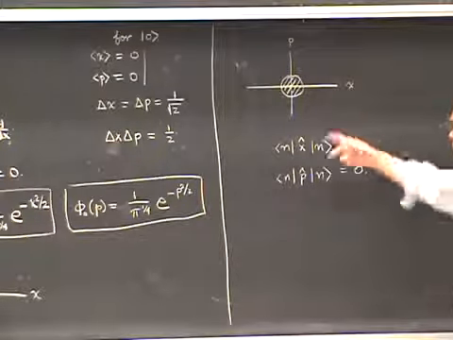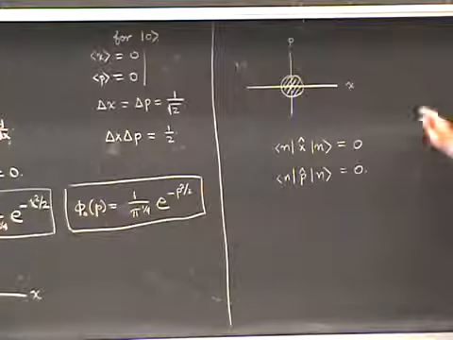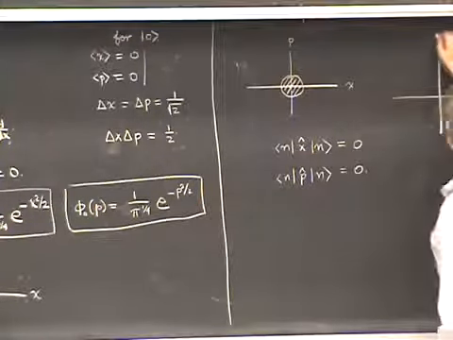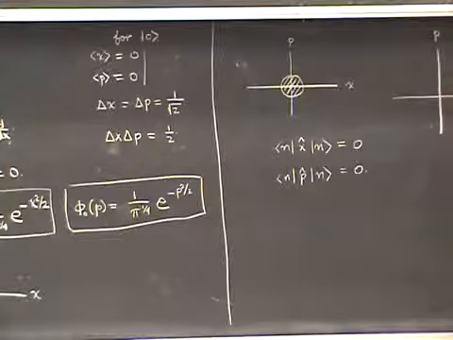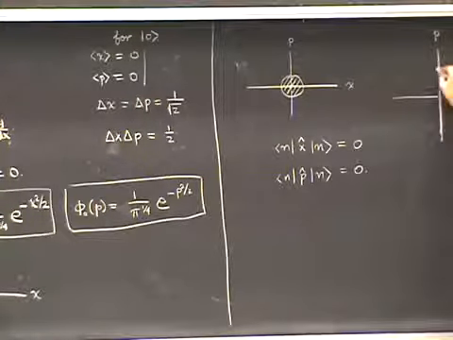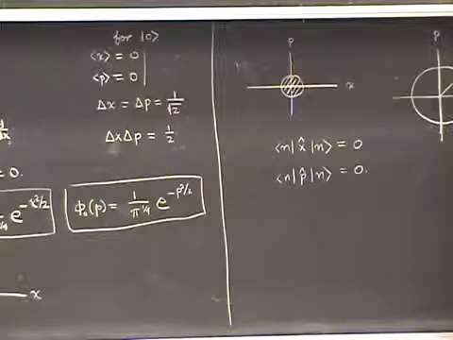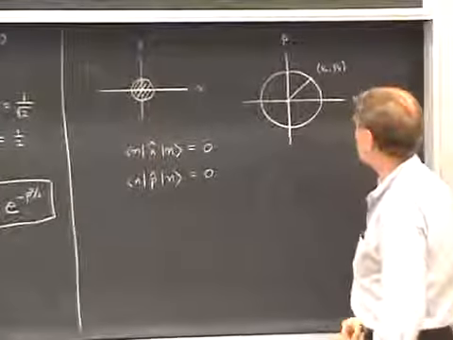Now, how can we understand this from an intuitive standpoint? Here's one way to do this. Let's go back to the classical problem. Here's the classical phase space like this. The orbit of the classical harmonic oscillator in phase space is a circle, like so. And let's say we've got some initial condition, call it x0, p0, which lies on this circle.